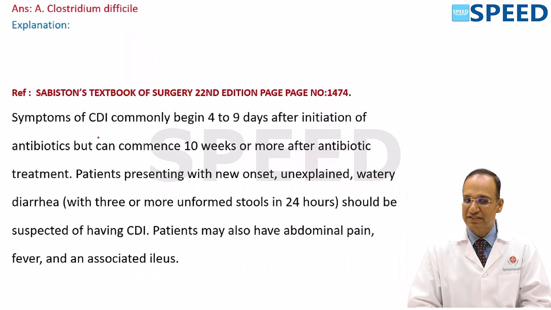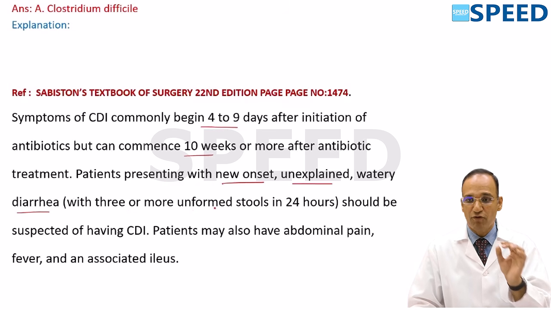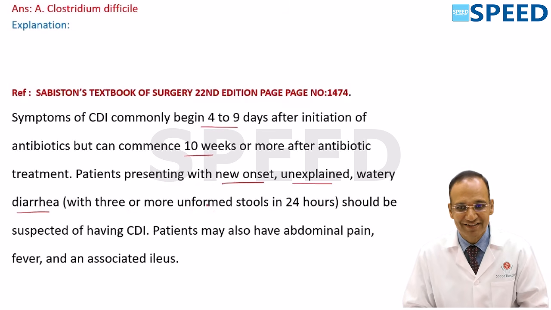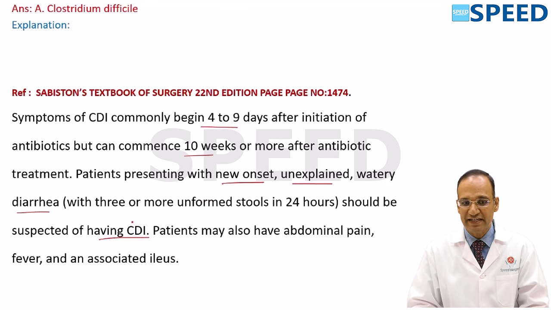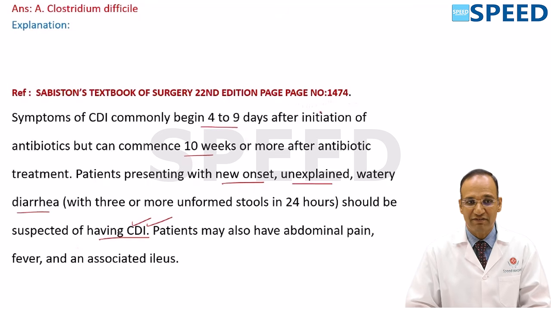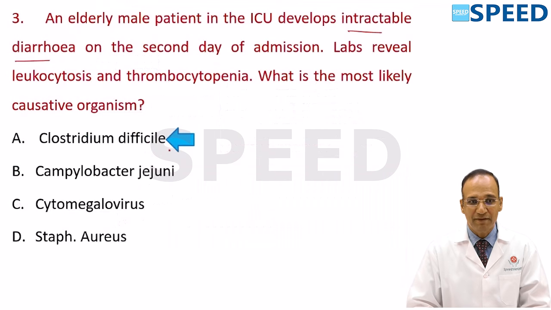Now, try to understand, symptoms of CDI commonly begin 4 to 9 days after the initiation of antibiotics, but can commence up to 10 weeks or more after antibiotic treatment. A patient presenting with new onset, see that, new onset, unexplained and watery diarrhea, 3 or more unformed stools in 24 hours, should be suspected of having CDI. Patient may also have abdominal pain, fever and associated ileus. So, page number 1474, Sabiston 22nd edition. Okay, so the most likely organism is Clostridium difficile.